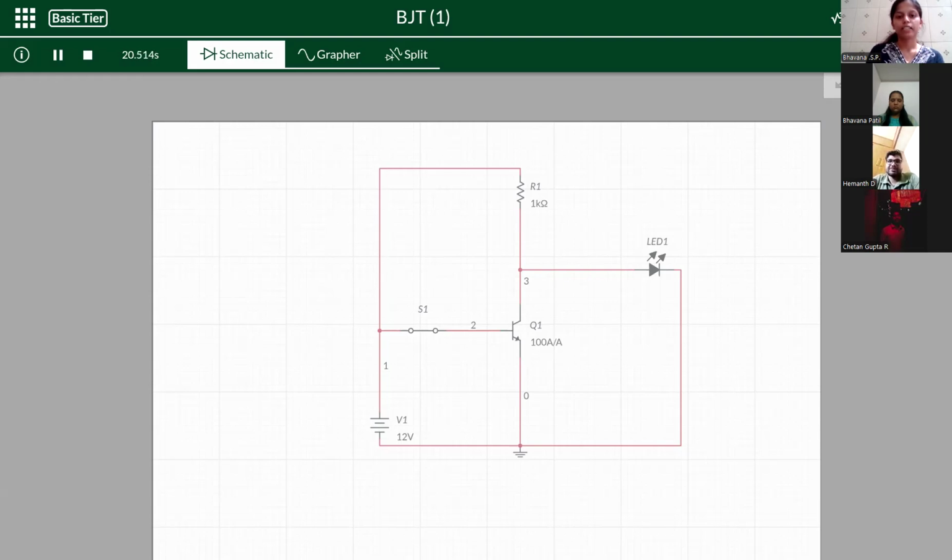Next, abstract. This experiment investigates the application of a BJT as a solid-state switch by designing and simulating a circuit that turns an LED on or off using a manual switch. The circuit consists of a DC voltage source, a resistor, a push button, an NPN transistor, and an LED connected to form a classic transistor switch configuration.